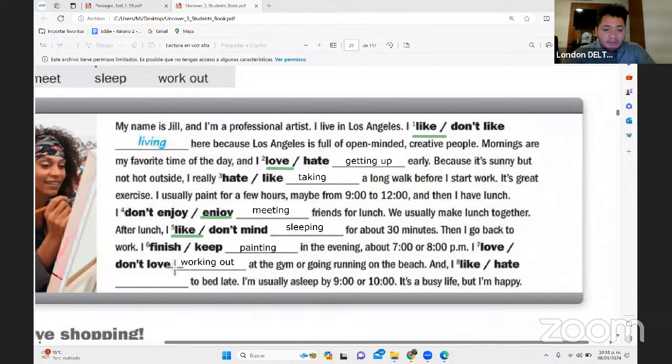Okay, so I keep painting in the evening. Sigo pintando en la noche hasta las 7 u 8. Remember, evening es la tarde-noche. Ya cuando es noche, hora de dormir, decimos night. Okay. Let's read the last one, please. Flor, can you read? Vamos a leer desde I love hasta terminar, please.